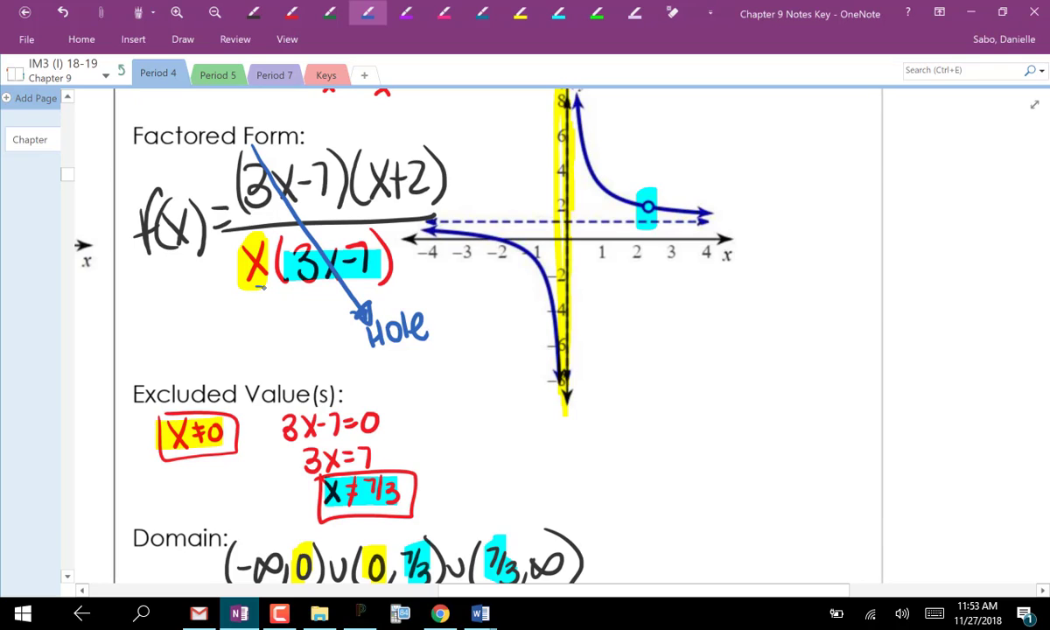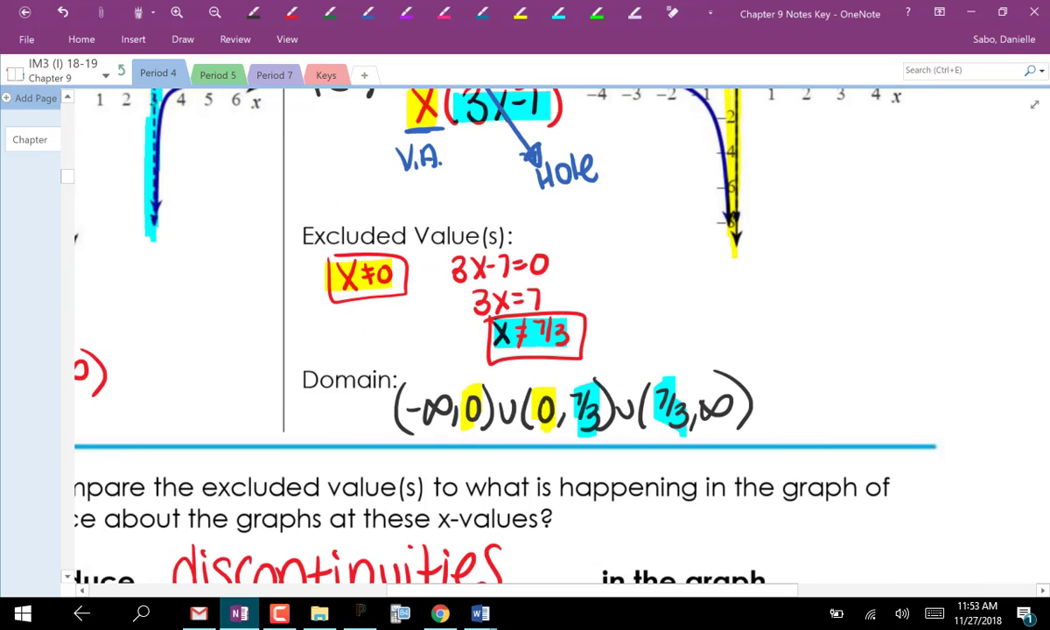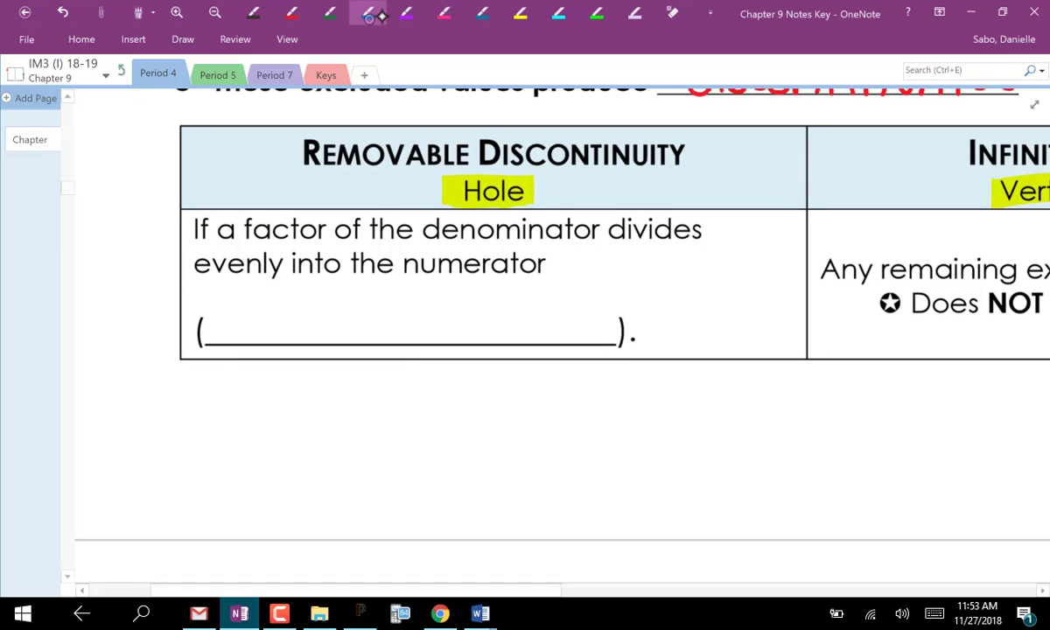This x right here doesn't cancel with anything. And that's why it's called a vertical asymptote. So those are just two definitions to get familiar with. Okay, and you can see the line, the yellow piece is called a vertical asymptote. And the hole, it actually looks like a hole in your graph. Okay, so here, I just wanted to make sure that you guys knew that it cancels.